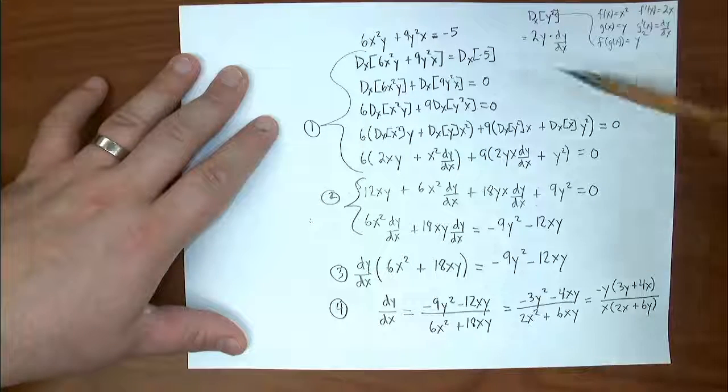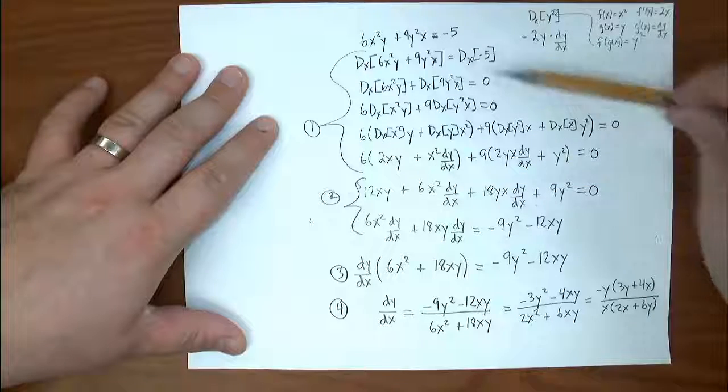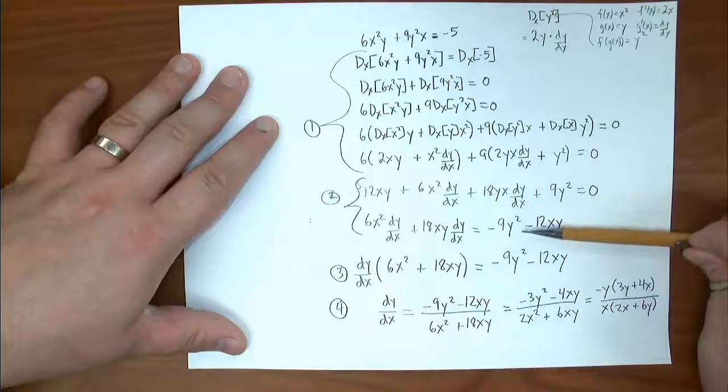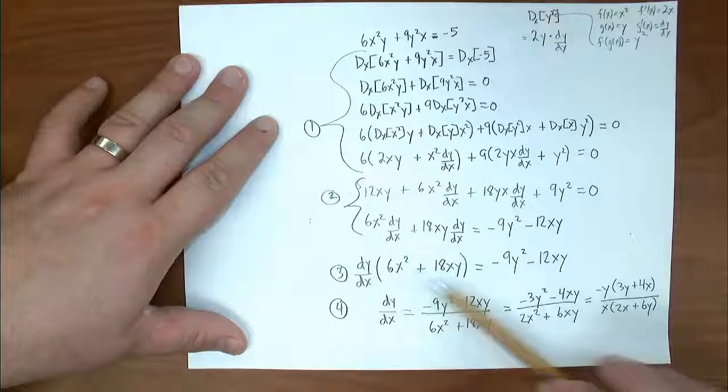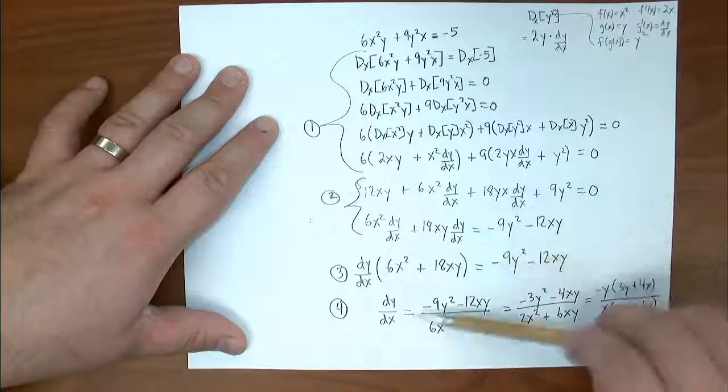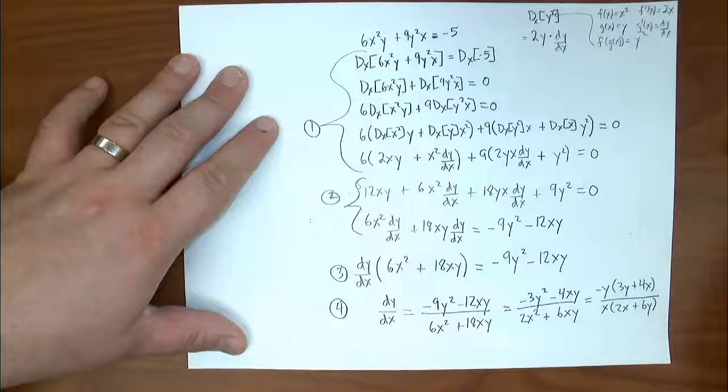The steps are take the derivative of both sides. Get your dy dx's on one side, everything else on the other side. Factor, then solve for dy dx. Okay? Now, let's look at a trig one.